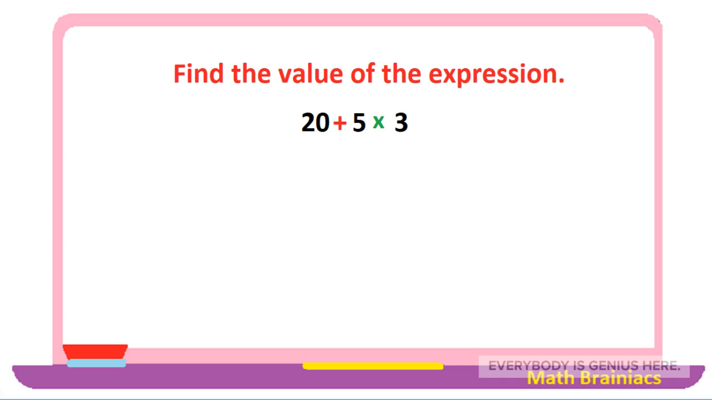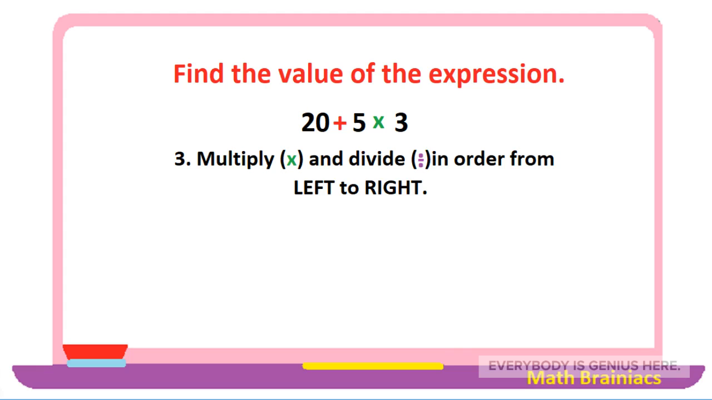Let us work on the same example, but this time we're going to use different operators: 20 plus 5 times 3. This time we're going to use rule number 3: multiply and divide in order from left to right. But in rule number 3, there is multiplication and division, and we do not have it in our expression. So we're going to follow the PEMDAS rule: parenthesis, exponent, multiplication, divide, add, and subtract.